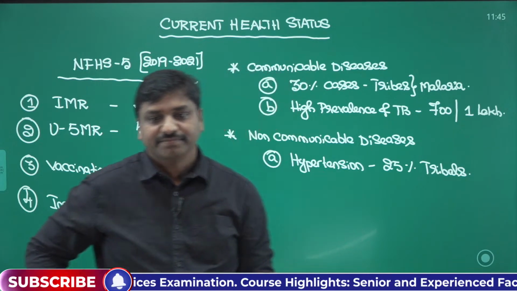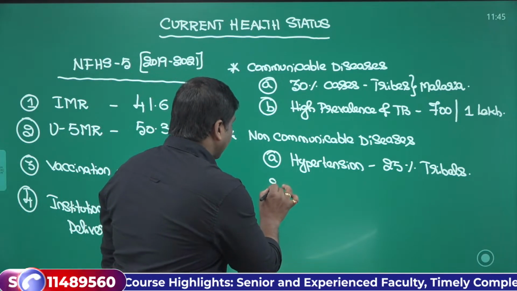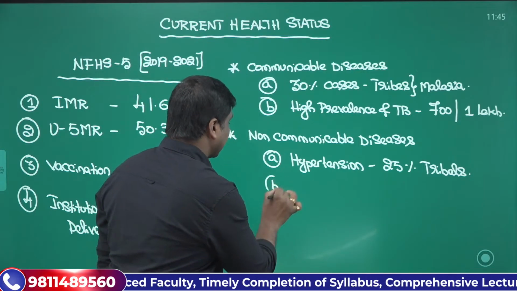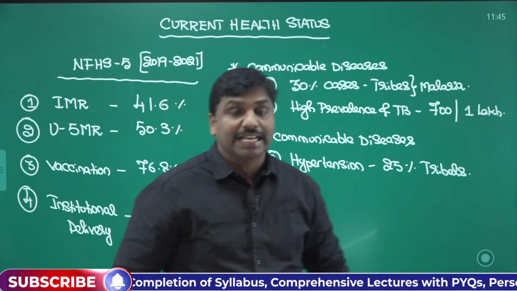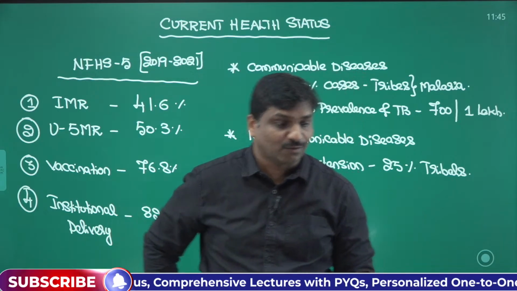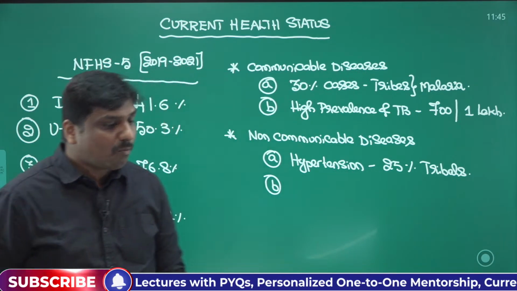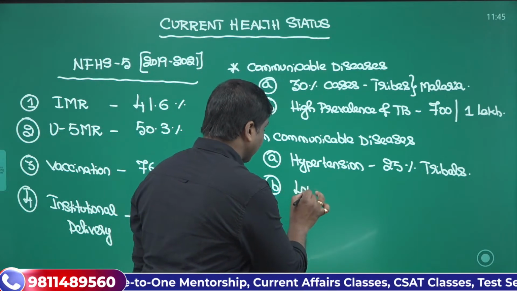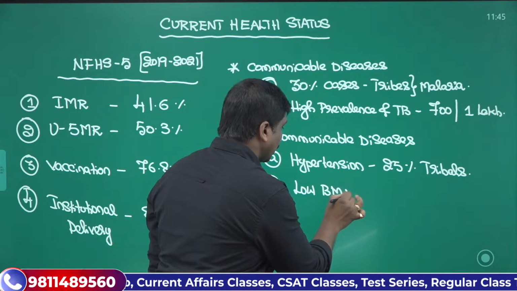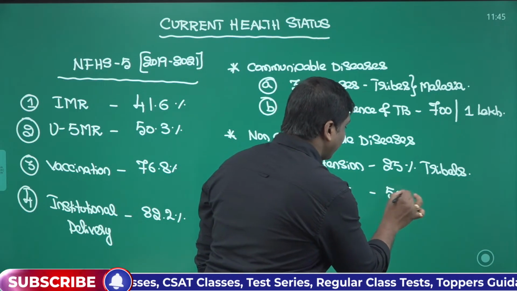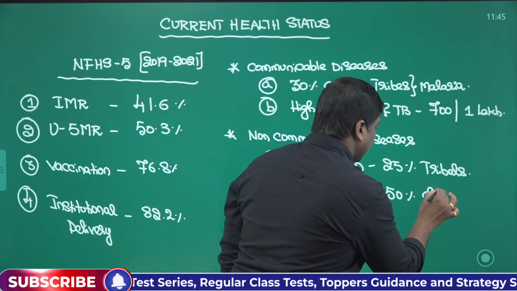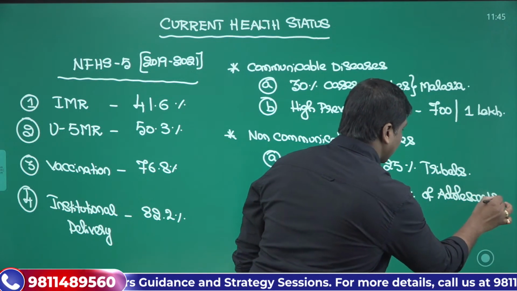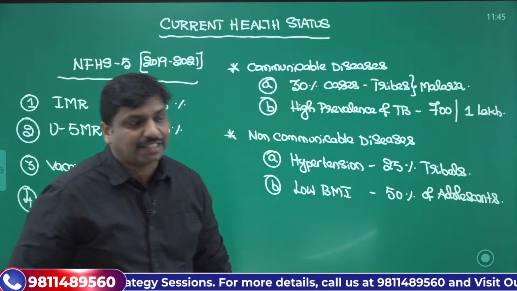Good. So then furthermore, let's see the other important lifestyle disorders. There you can have health issues like low body mass index. So low body mass index in almost 50% of adolescents. You can have low BMI issues, about 50% of adolescents have this issue among the tribes. So that is another important aspect.